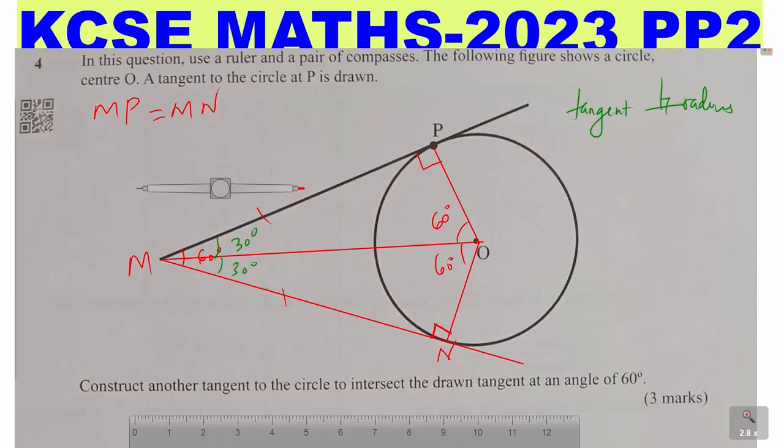That means if I'm able to construct this angle here at the center, 60 degrees, I'll automatically be able now to draw the tangent MN. So I'll need to construct 60 degrees here. So let me clear everything now and draw everything accurately.